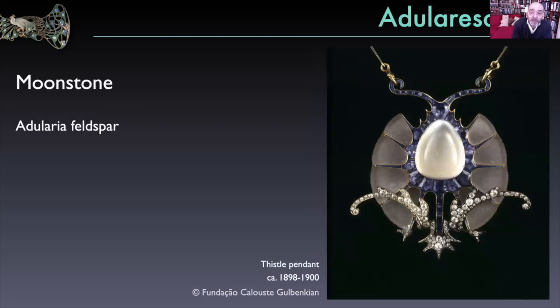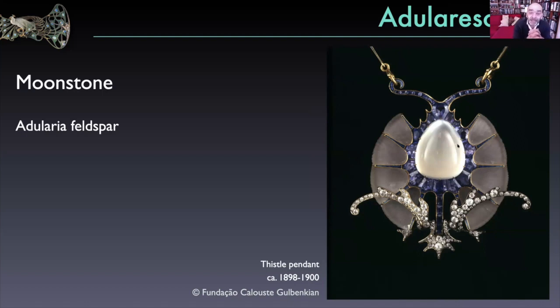Another optical effect, adularescence, which is actually iridescence. And when it happens in adularia, which is a variety of feldspar, we call it adularescence, another very difficult word to pronounce. And in this material there, we see here some glass, some sapphires, of course, some diamonds for sparkle, and a huge moonstone. But let us stop a little bit here.